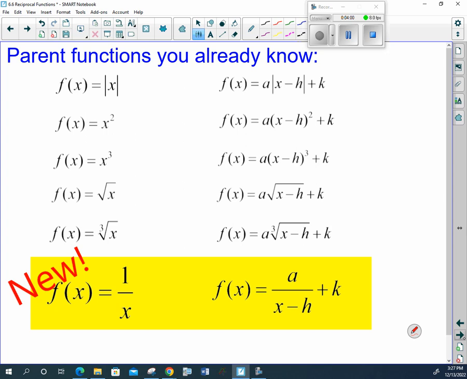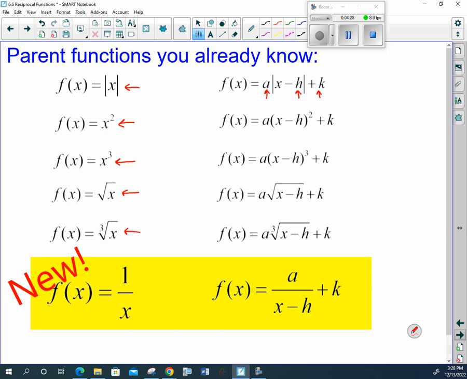Okay, so if you want to compare this, these are functions that we have studied in the past. This one right here we did in Math 2, the absolute value of x. When we had transformations that went with that, we had our a, h, and k. X squared was also Math 2. X to the third we did this year. Square root we did this year. And cube root we did this year. And once again, they all have the a, h, and k associated with them.